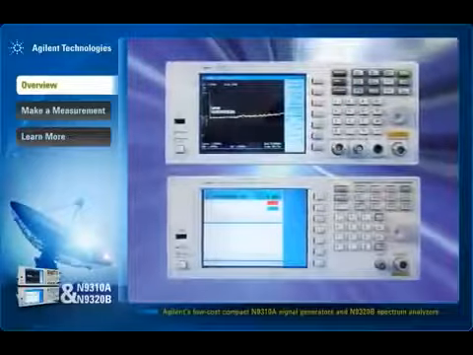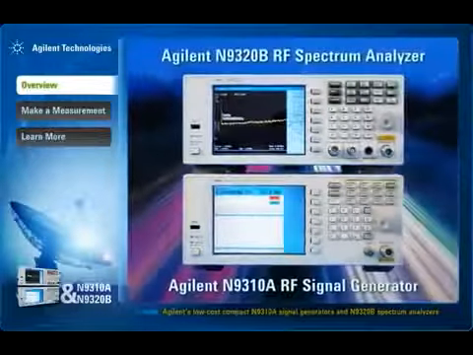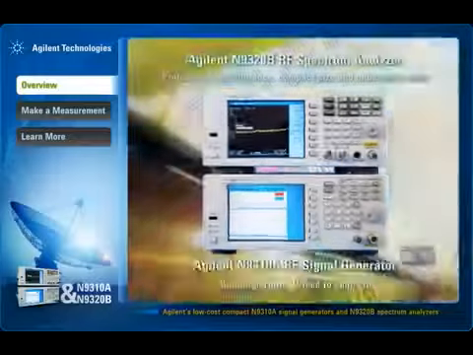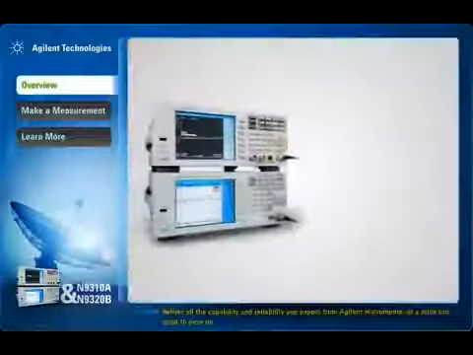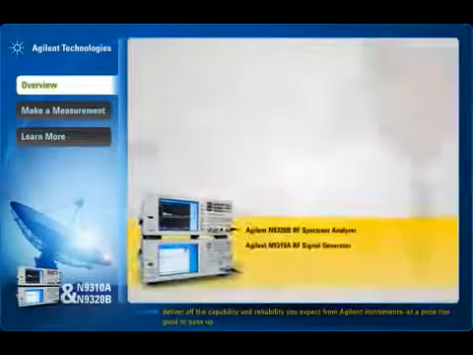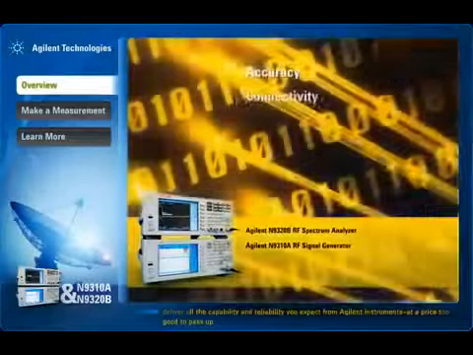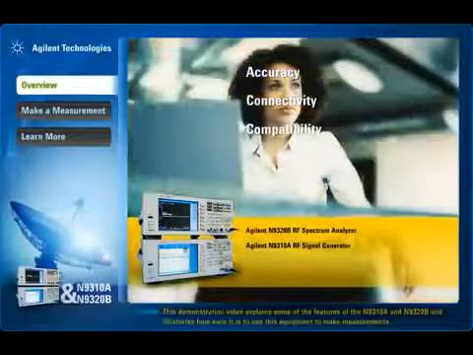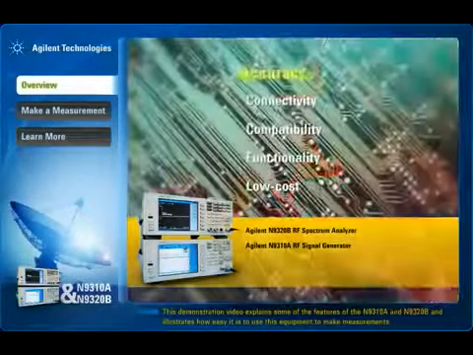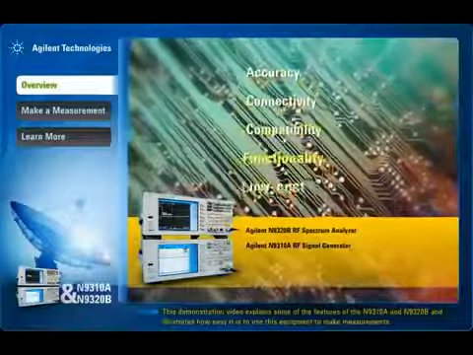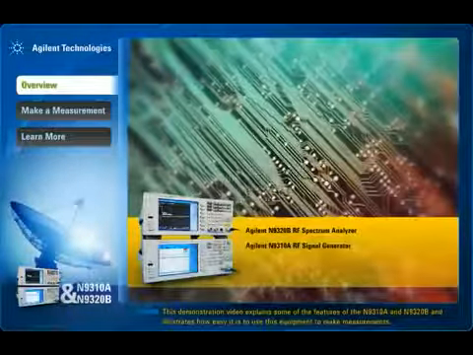Agilent's low-cost compact N9310A signal generator and N9320B spectrum analyzer deliver all the capability and reliability you expect from Agilent instruments at a price too good to pass up. This demonstration video explains some of the features of the N9310A and N9320B and illustrates how easy it is to use this equipment to make measurements.